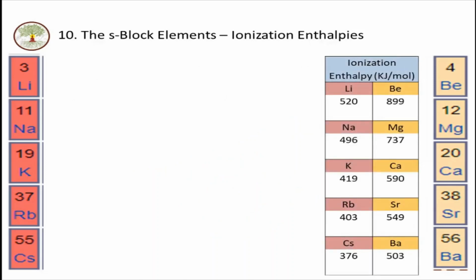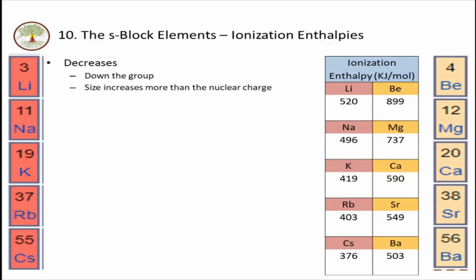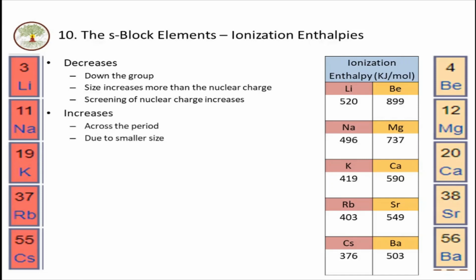So we see in the table alongside that ionization energy decreases down the group as the size of atoms increases more than the nuclear charge, because effective screening of nuclear charge by the inner electrons increases. The ionization energy increases across the period due to decreasing size of atoms and increasing forces of attraction between the nucleus and the outer electrons.